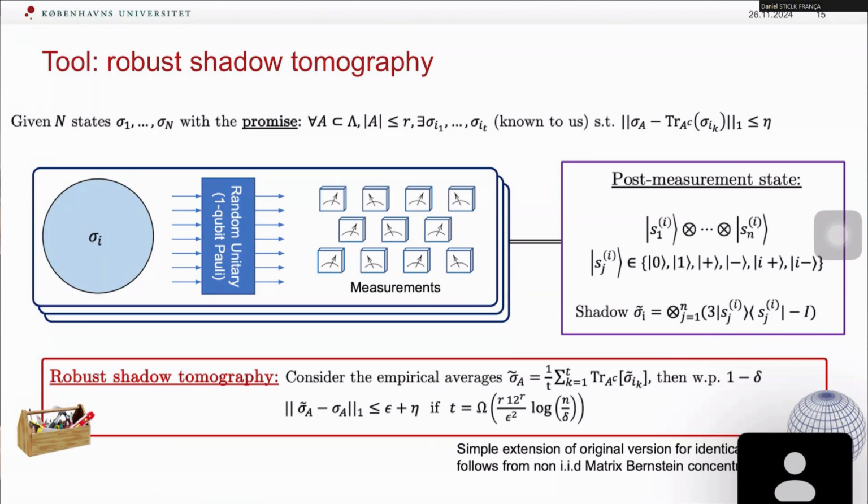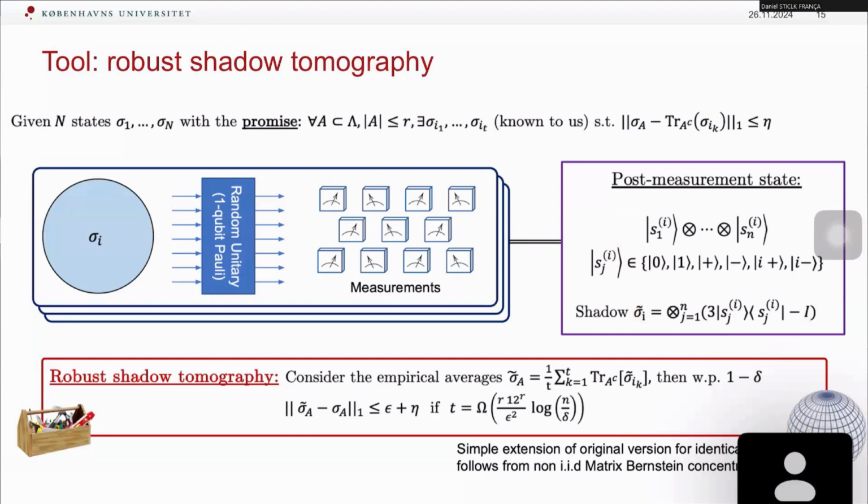And for each time you do this procedure, you obtain what is called a shadow, okay? And a shadow is just some sort of affine transformation on this sample you got. So you just take this string or this product state, you multiply it by 3, and then subtract the identity. Note that this is not a quantum state, because this will in general not be positive semi-definite because of this minus identity.